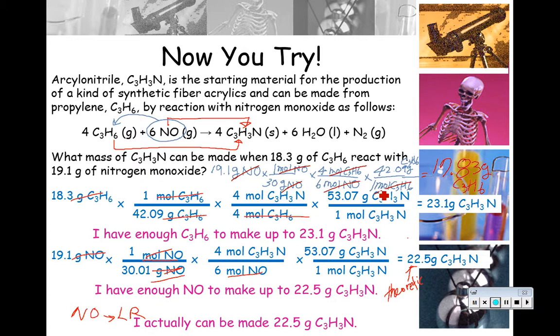So, I need 17.83 grams of C3H6. But I have initially 18.3 grams. So how much is left over, Elizabeth? 1.27 grams is left over, because if I have 18.3 grams to begin with, I only used up 17.83 grams, so I'm going to have 1.27 grams left over.